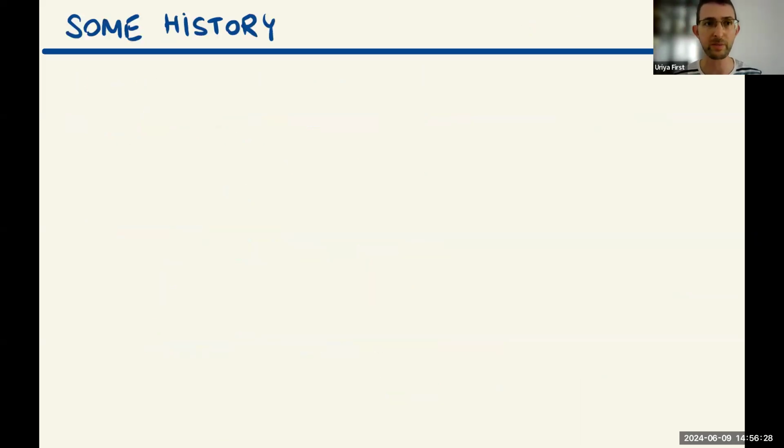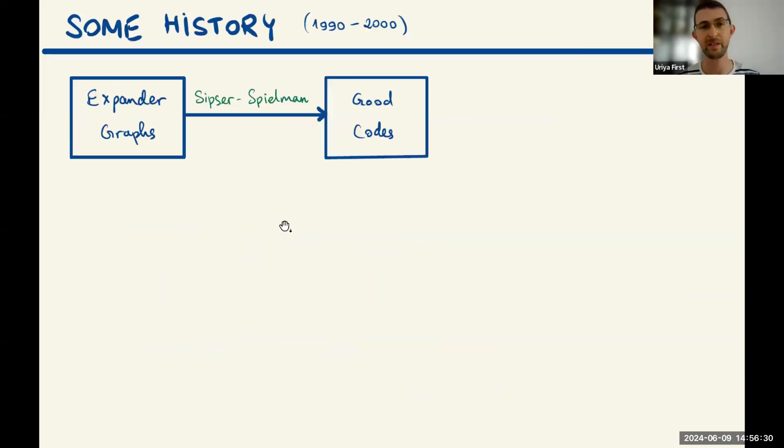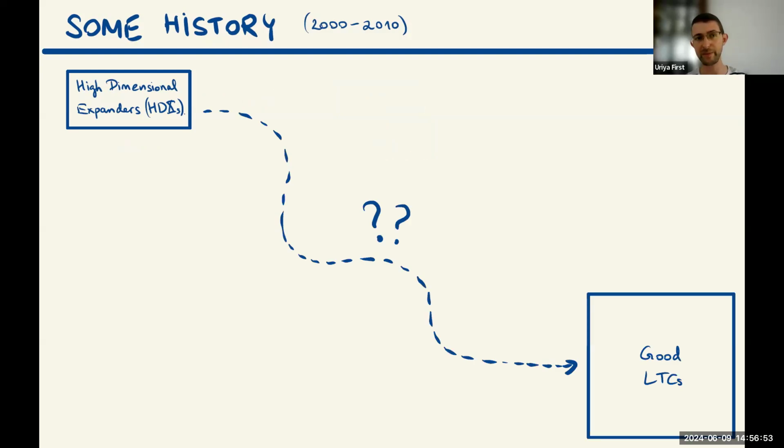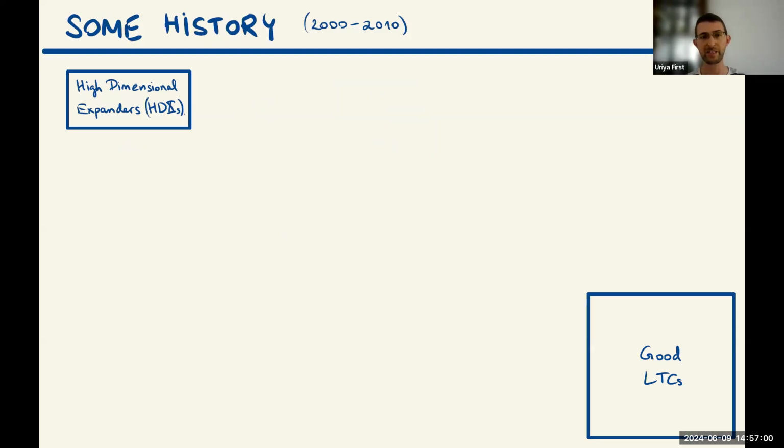So, some history. In the 90s, Sipser and Spielman observed that you can use expander graphs to get good codes. Those are the famous expander codes. And in the early 2000s, there began a trend of studying high-dimensional expanders. It was expected that in much the same way that expander graphs could give rise to good codes, high-dimensional expanders should give rise to good LTCs. But it was not immediately clear how. And so the journey begins.